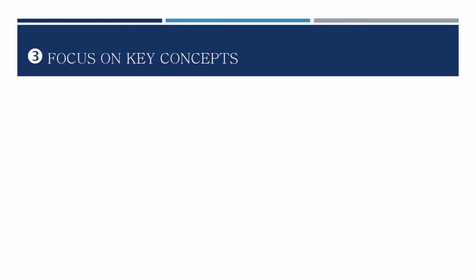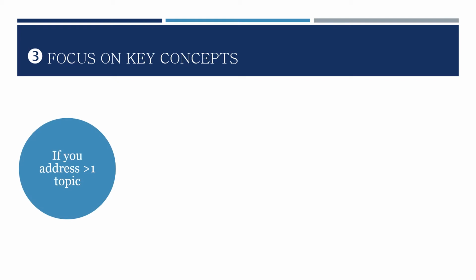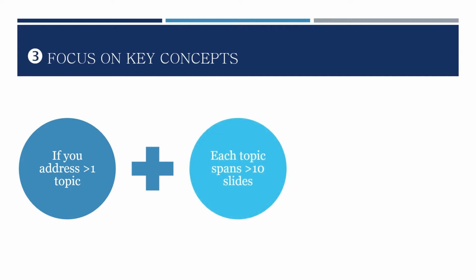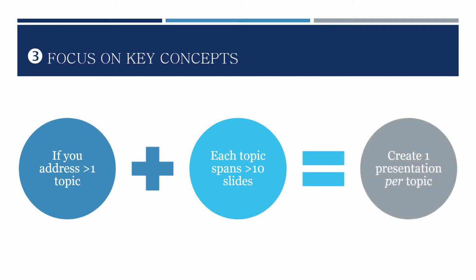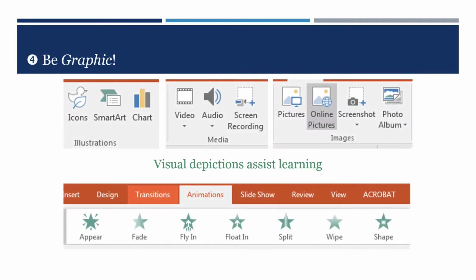So your pre-session or self-directed learning materials should also have learning objectives. If you have multiple learning objectives and or are addressing multiple topics, and each topic spans more than 10 slides, then you need to consider either trimming that content, or if you can't, then you should consider creating one presentation per topic or learning objective. The goal is to be focused and comprehensible.